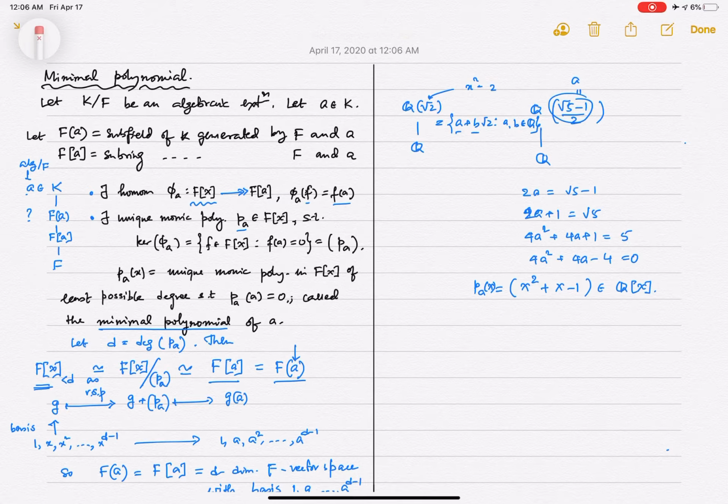So for example, the inverses are already in there. Like this number, a equals square root of 5 minus 1 over 2, satisfies the equation a squared plus a minus 1 equals 0. So a times (a plus 1) is 1. So a plus 1 is just a inverse. So the inverse is already just a polynomial expression. So that's already in Q[a].